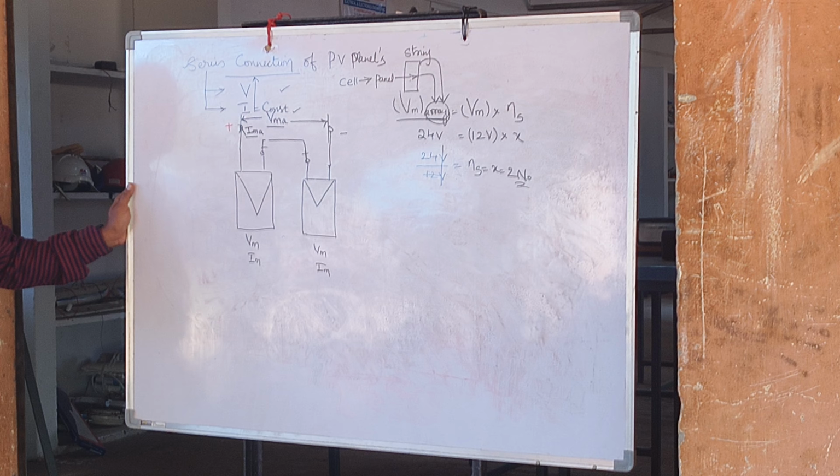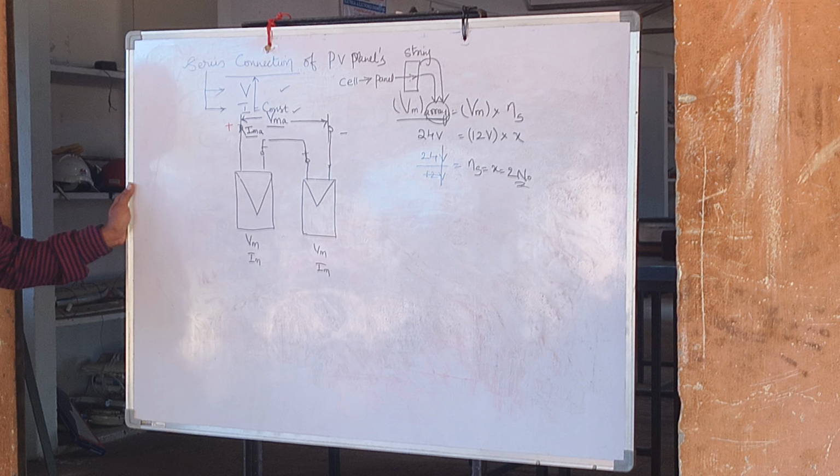The voltage of the solar panel is Vm, the current of the solar panel is Im. I have two solar panels and I want to connect them in series. So how to connect them in series? The negative terminal is connected to the positive terminal, and what are the ultimate terminals you are going to get? One is positive, one is negative. So here I am going to get a positive terminal, and here the negative terminal.